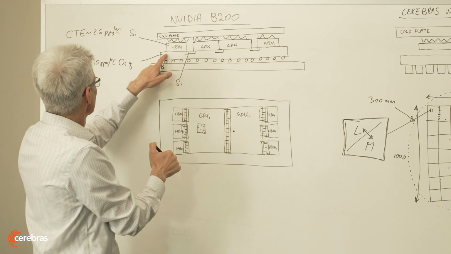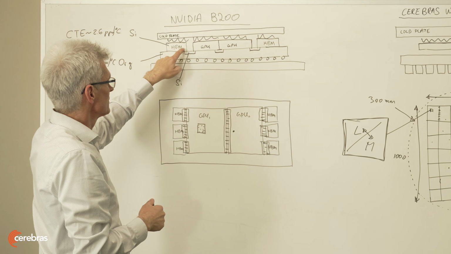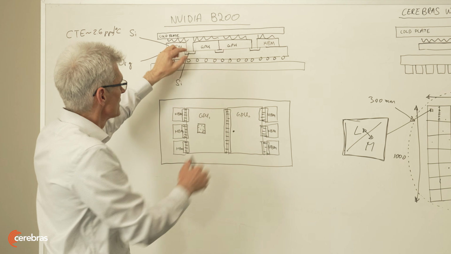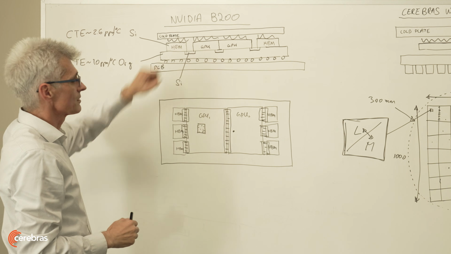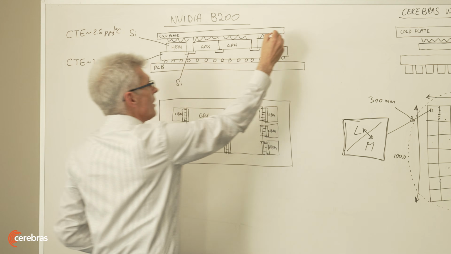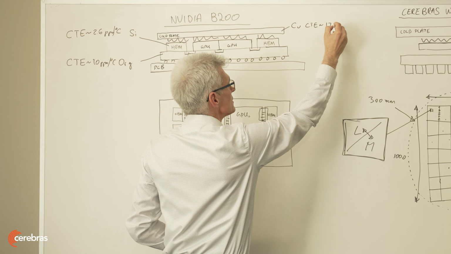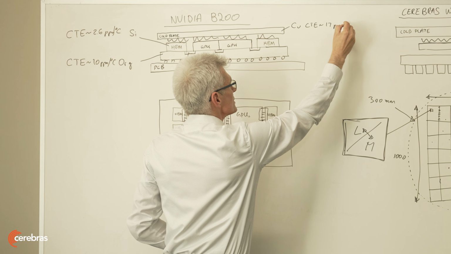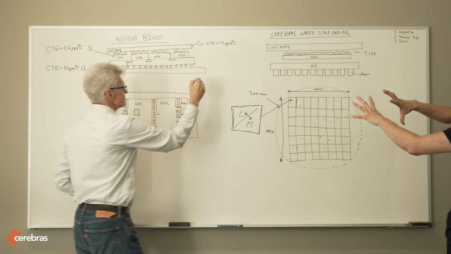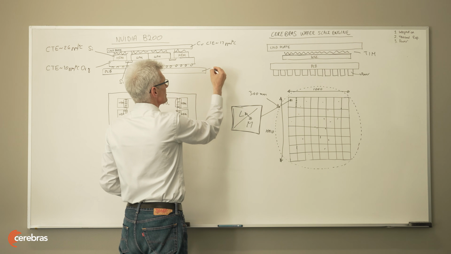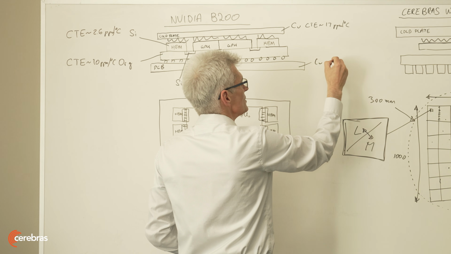Another problem is with the CTE that you have here on the organic material and the silicon that needs to be bonded on it. The entire structure expands and contracts at different rates than the actual cold plate. The cold plate here, if it is copper, has a CTE of about 17 parts per million per degree C. Oh wow, so we have 17, we have 10, we have 2.6, we have all these materials contracting and expanding at different rates. And the printed circuit board is mostly the same as copper with a CTE of 17 ppm per degree C.